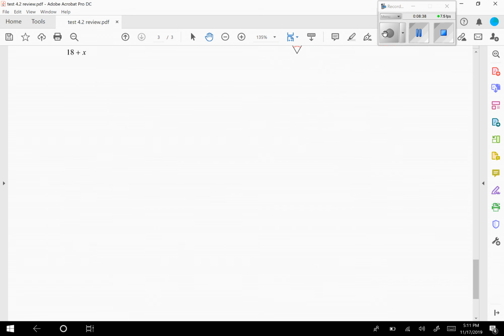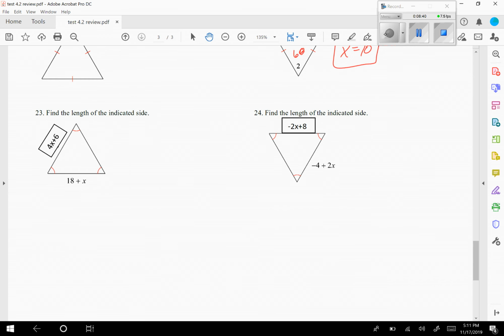Okay, and then our last question here, it says find the length of the indicated side. Okay, that's the one in the box. Again, this is an equilateral triangle, so I know that all of my sides are equal. And I know it's equilateral because it has equal angles. So negative 2x plus 8 will be equal to negative 4 plus 2x.